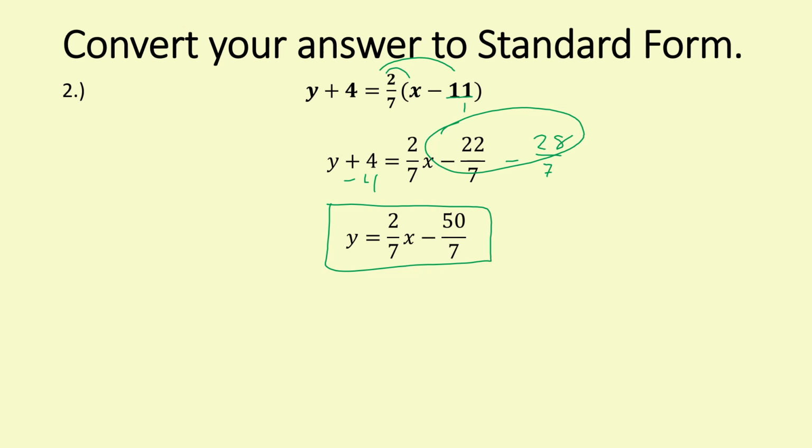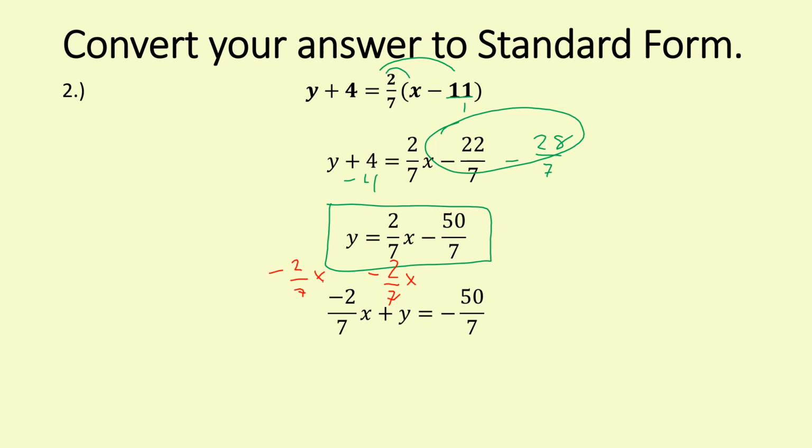Okay, standard form, remember it's ax plus by equals c. We want the x and the y on both sides, and we want all integers. Okay, so at this point we're going to take this 2/7 x and subtract it to the other side. All right, giving us this, -2/7 x plus y equals -50/7. Okay, getting closer. So at this point, we have everything in the right spot.